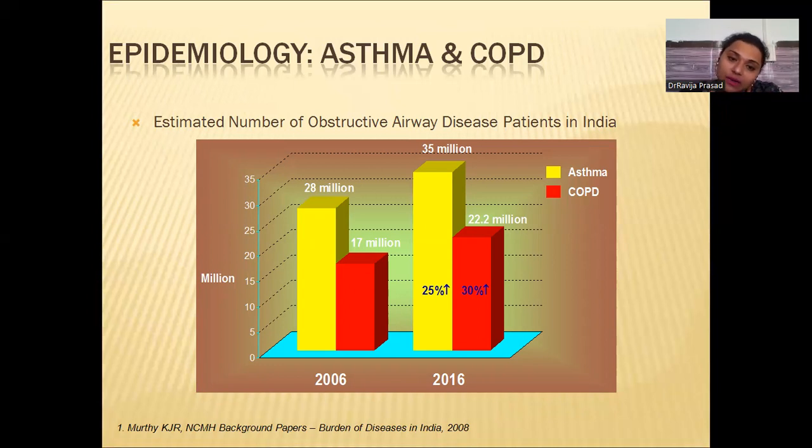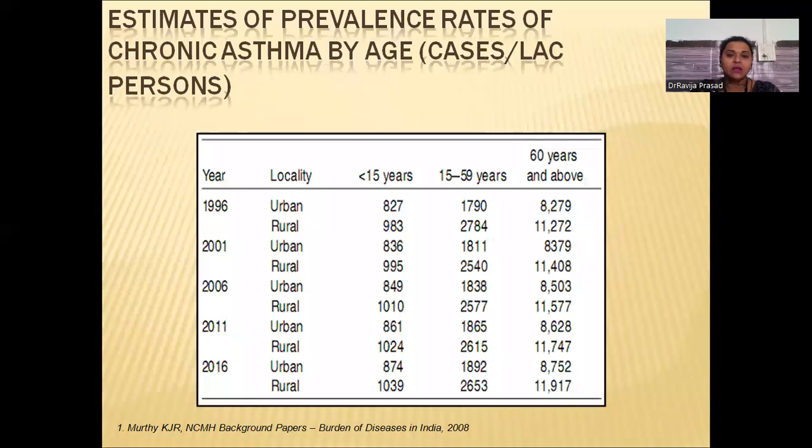In 2006, there were only 28 million people suffering from asthma and 17 million people suffering from COPD. In recent years, as we keep doing further studies, we can see there is always a high increase of asthmatic patients in comparison to COPD patients.